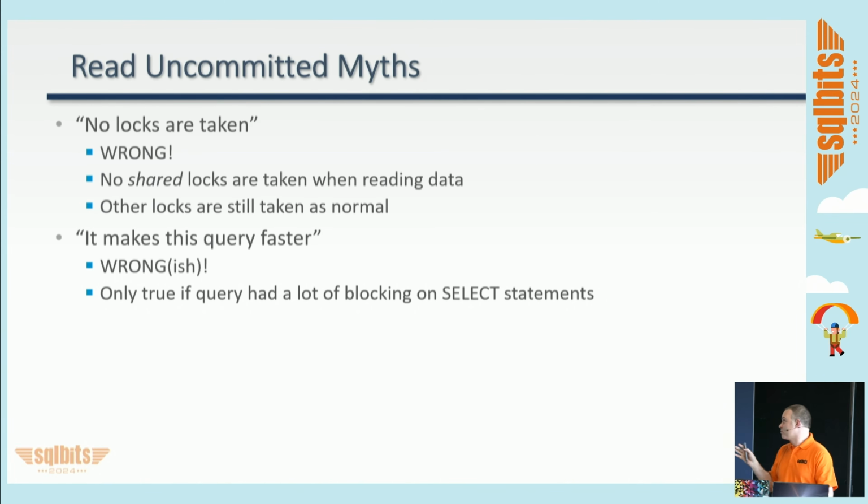So some more myths on read uncommitted real quick are that, well, it's called no lock. That means no locks are taken. This is wrong. That means no shared locks are taken when reading the data. Other locks are taken as normal, and that shared lock on the database is still taken too. The other myth potentially is that it can make a query faster. This is kind of wrong. If you had a query that was blocking on lots of select statements, it might help.